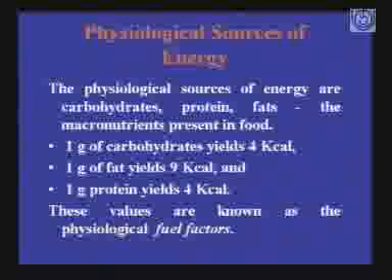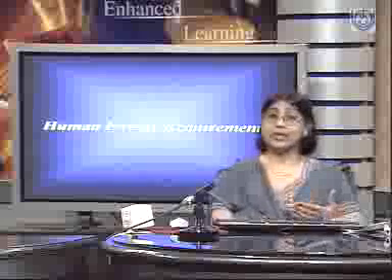If you look at your monitors, you can see now the physiological sources of energy, what we just talked about: carbohydrates, proteins, fats. These are the physiological sources of energy, and they are the macronutrients present in food. 1 gram of carbohydrate yields 4 kilocalories, 1 gram of fat 9 kilocalories, and 1 gram of protein yields 4 kilocalories. Therefore, these values, what you have just seen on the screen, are known as the physiological fuel factors.